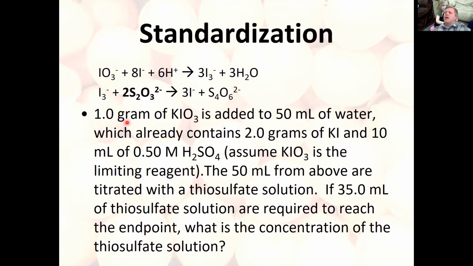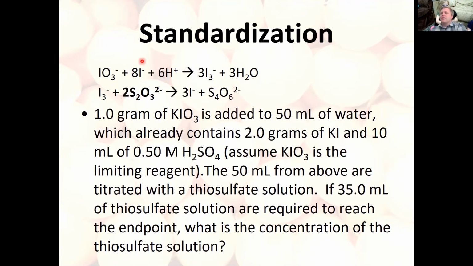We're going to start by adding 1 gram of KIO3, that's this IO3 minus species, to 50 mL of water. The 50 mL already contains 2 grams of potassium iodide and 10 mL of 0.5 molar H2SO4. Now for these problems, you're going to assume that the KIO3 is your limiting reagent. Why is that? Well, because we're adding the protons in large excess, and we're actually not adding the potassium iodide in excess. We're actually adding less than excess.